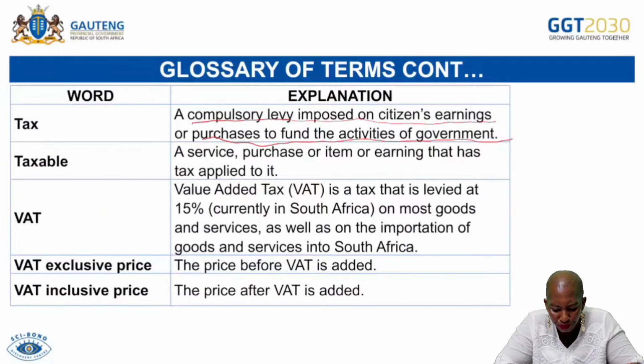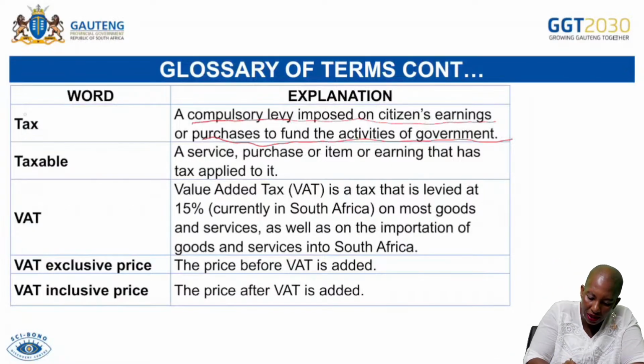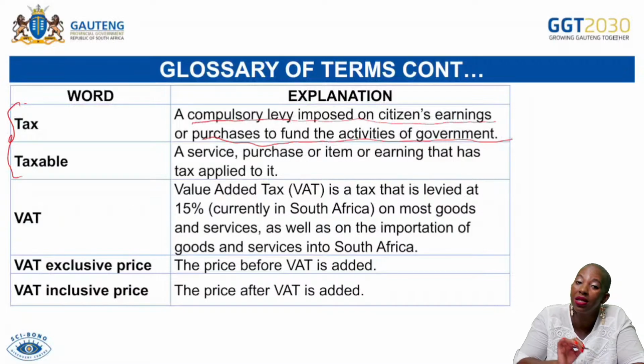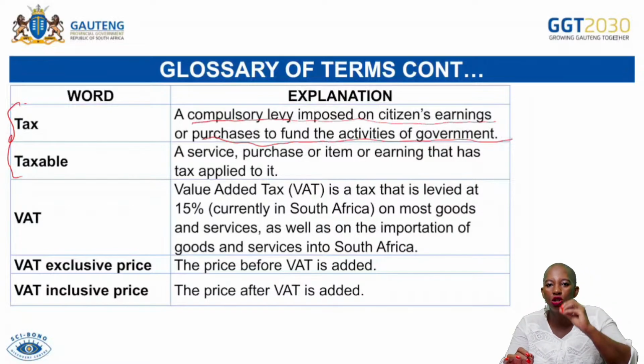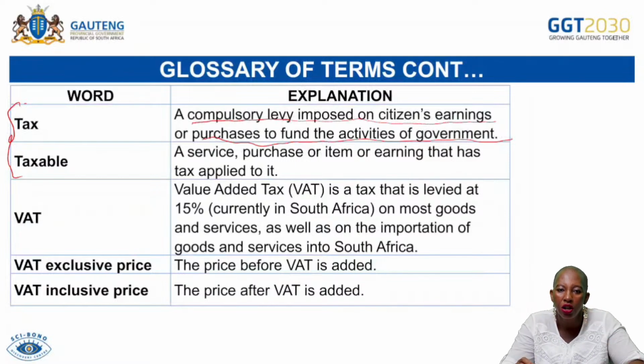In our country, okay, fine, before I go to the VAT, taxable. What is taxable? We say a service purchased or an item or earning that has a tax applied to it. So these terms, when are we going to use them effectively? When we are doing the topic taxation. But here I'm just highlighting to say the tax is part of what? It's part of finance, and then the tax again, it is there on the financial documents.